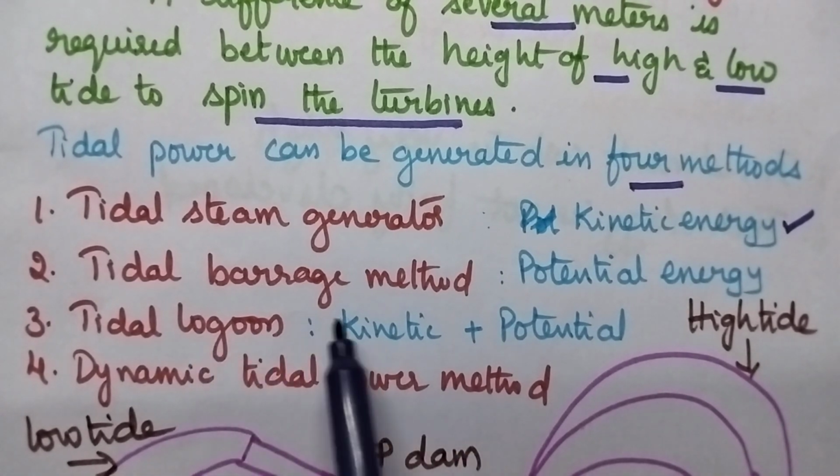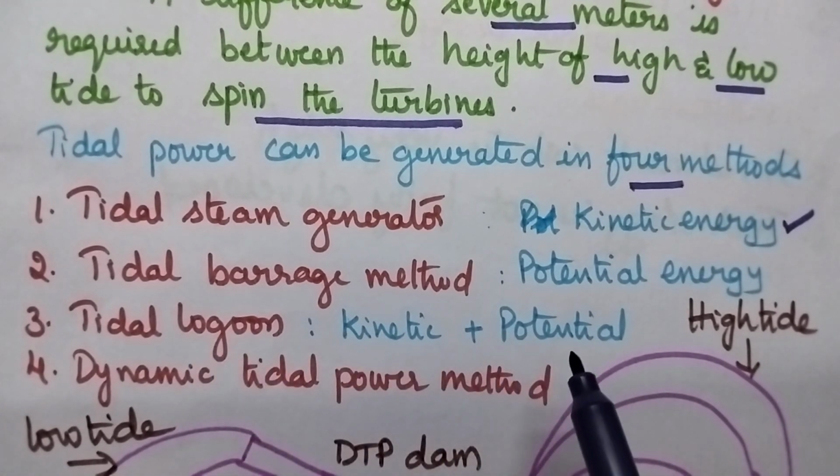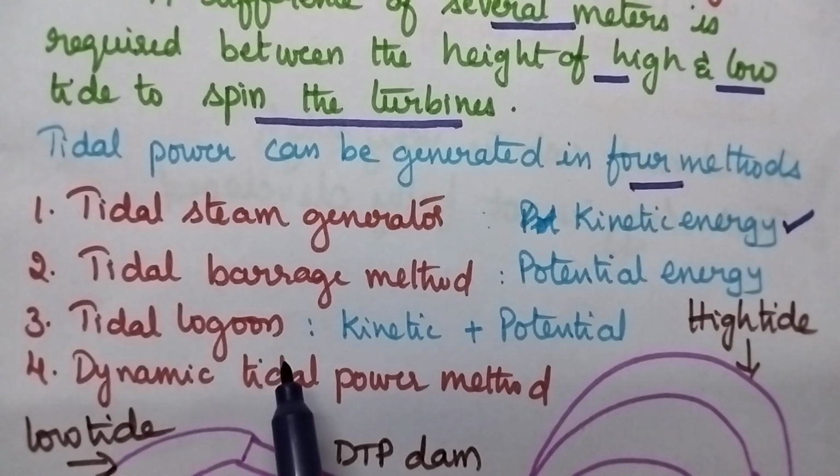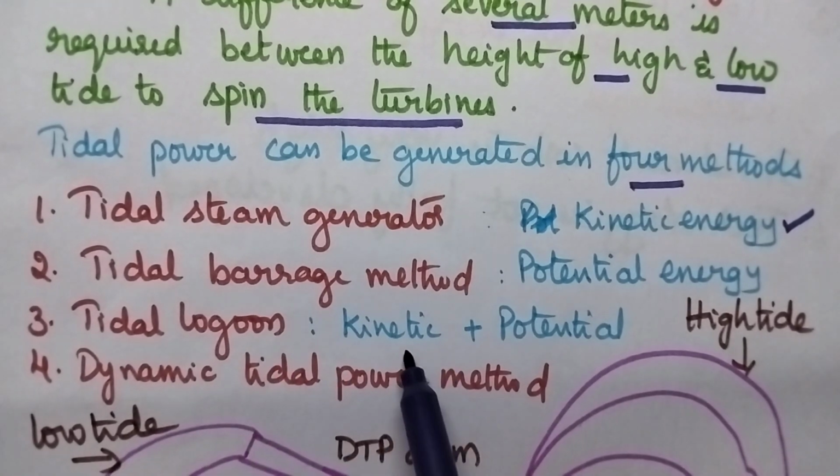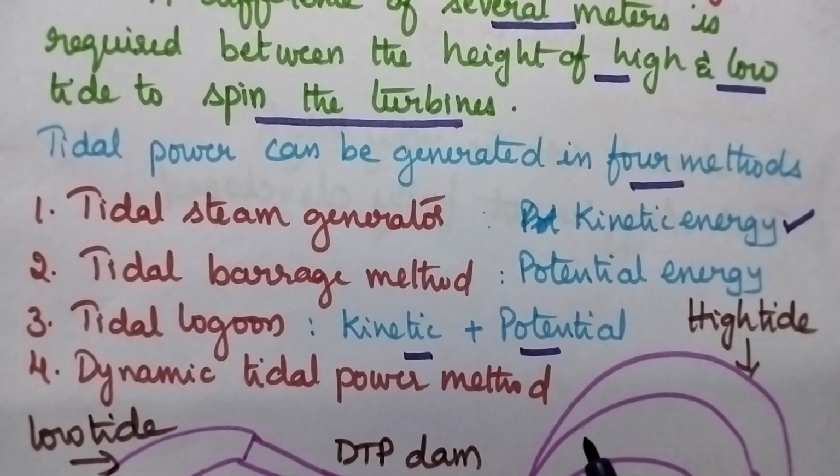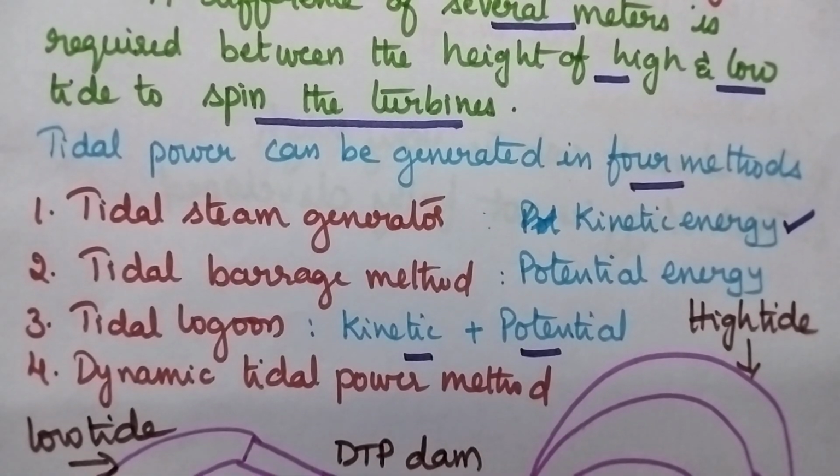Moving to the tidal barrage method, it is totally based upon the potential energy of the tides. With the help of potential energy, it is possible to spin the turbine and finally to produce the electricity. Coming to the tidal lagoon method, it utilizes both the kinetic energy and potential energy associated with the tides to rotate the turbine, thereby producing the electricity.